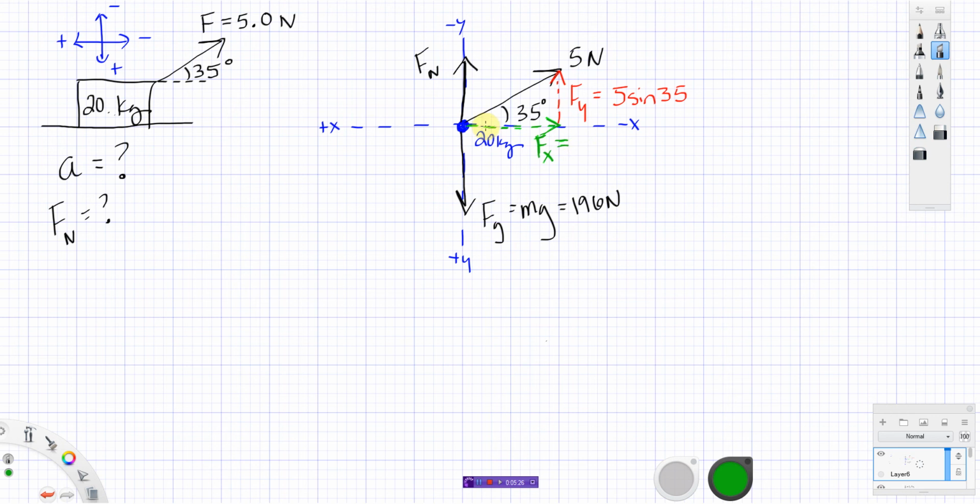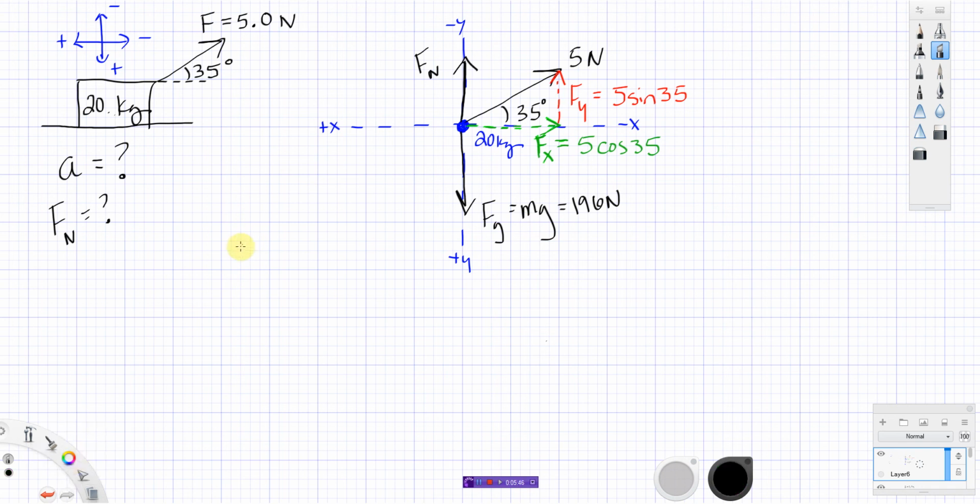Okay. This one is adjacent to the angle, so it's going to be the hypotenuse times the cosine of the angle. If we had more, I'd do them all. Okay, break down anything that's at an angle. That's step 2.